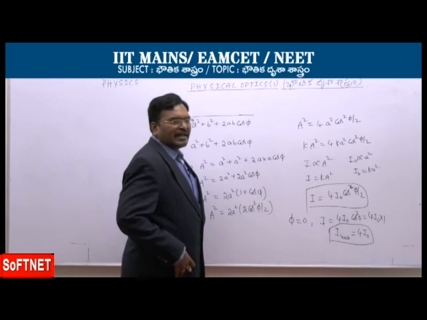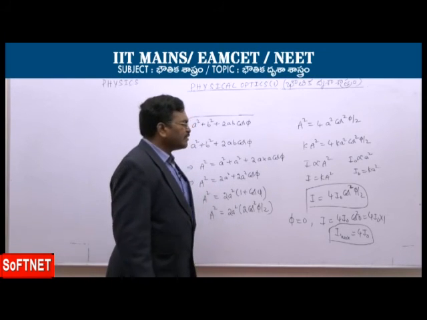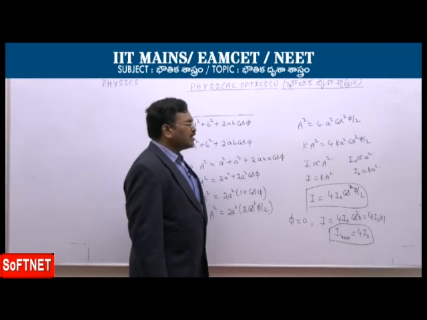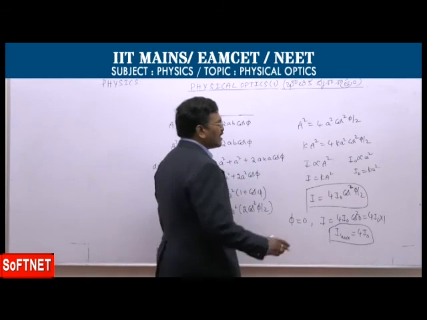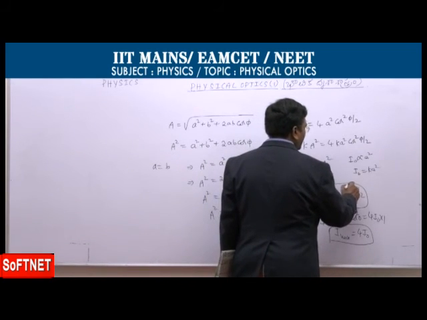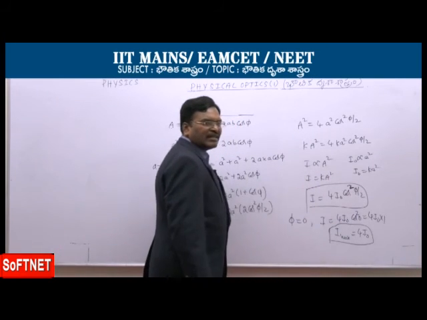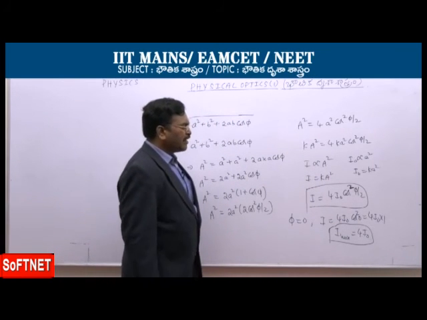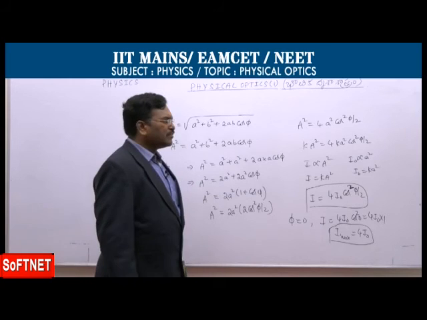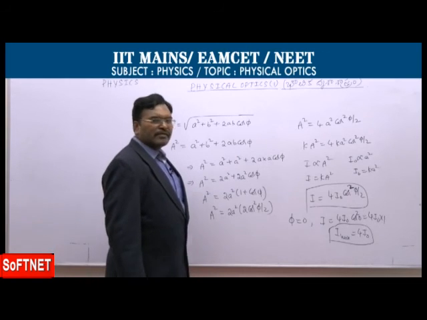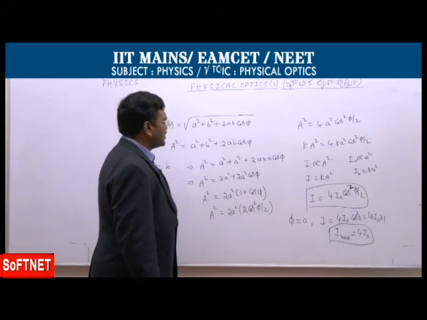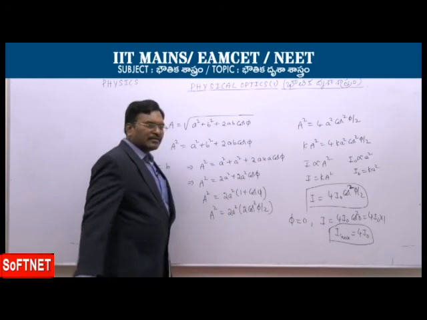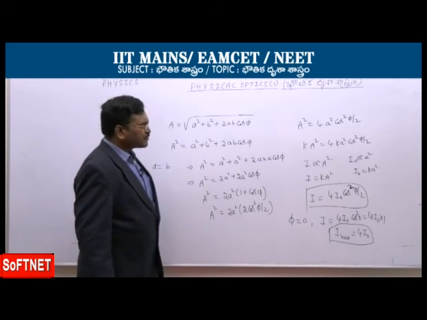For the minimum value, first of all you must remember the intensity of the resultant wave in interference in Young's double slit experiment. What is the formula? 4 I naught cos square phi by 2. What is phi? The phase difference between the waves. What is I naught? I naught is the intensity of one wave. So, maximum intensity is 4 I naught, and then minimum intensity. Is it clear now?